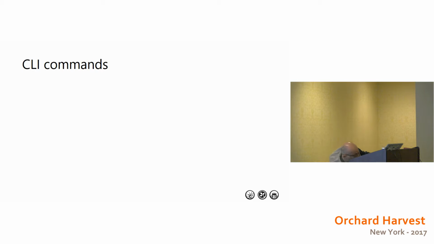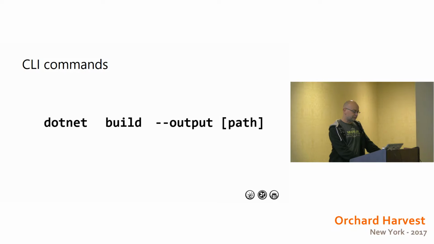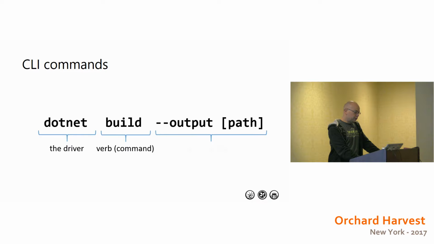Okay, so let's look at some of the CLI commands. They are all constructed on the same model. You have .NET, which is the thing that's going to dispatch all the commands, then you have a verb, and after the verb, you have some arguments. That's the basic structure of all the commands. If you're familiar with Orchard, that should be very familiar, because it's pretty much the same thing that we're doing with the Orchard command line.